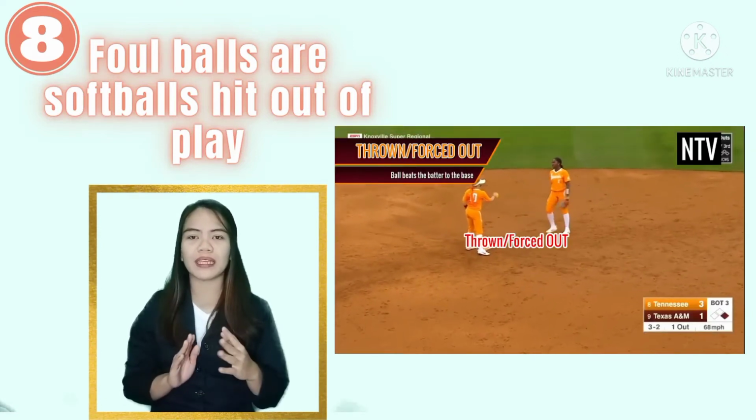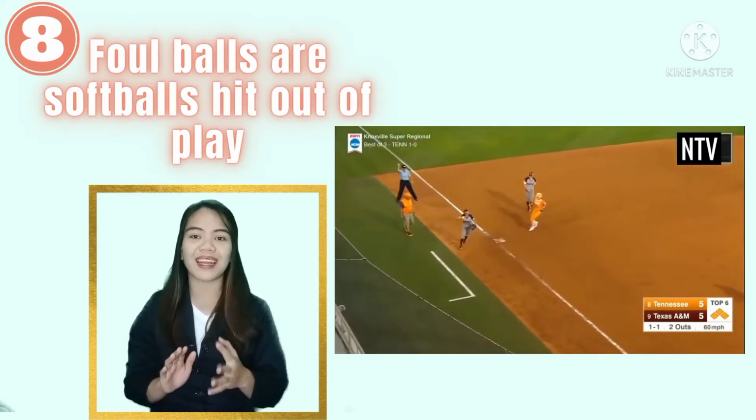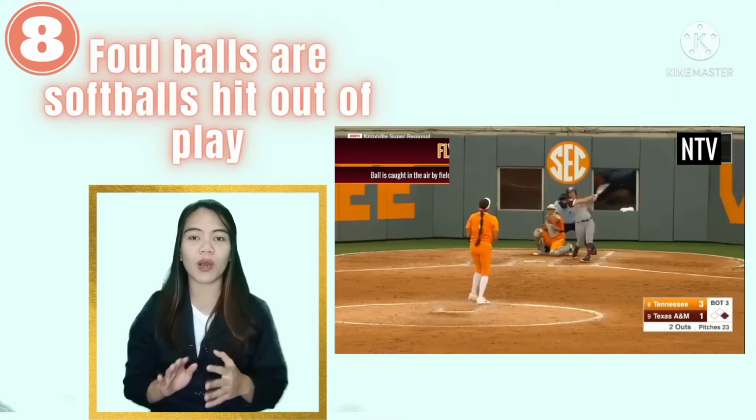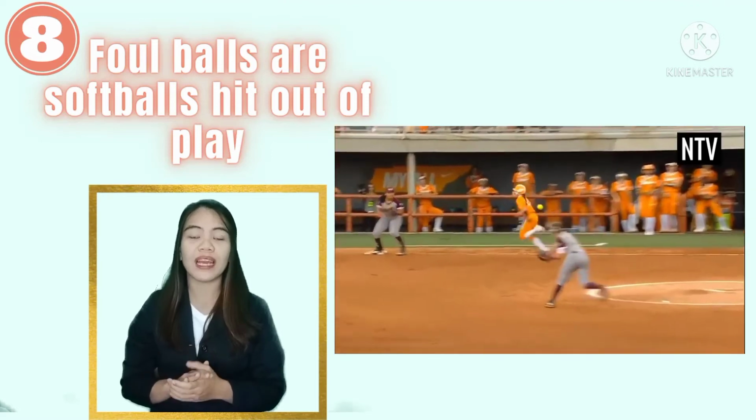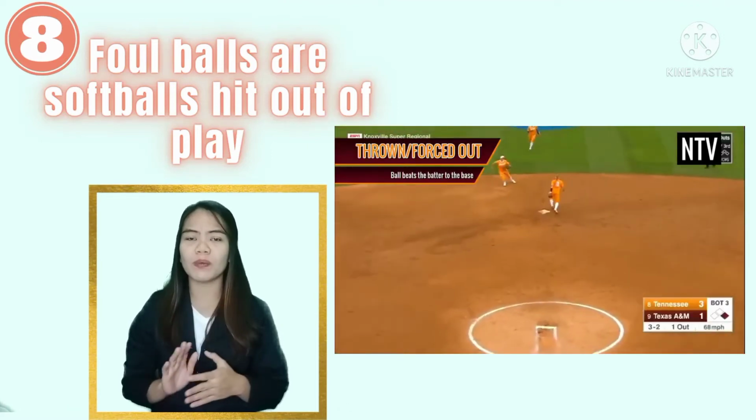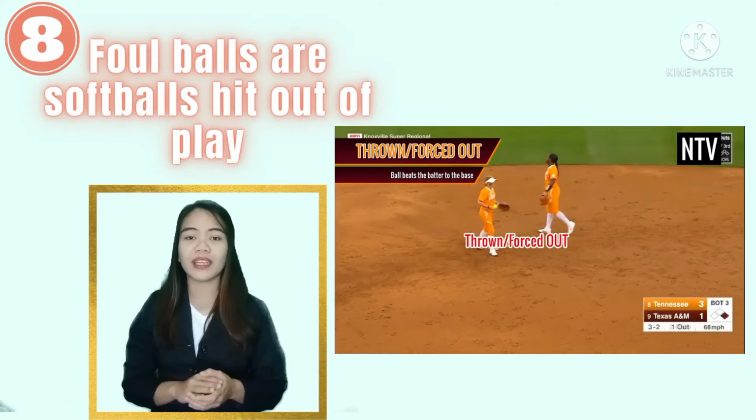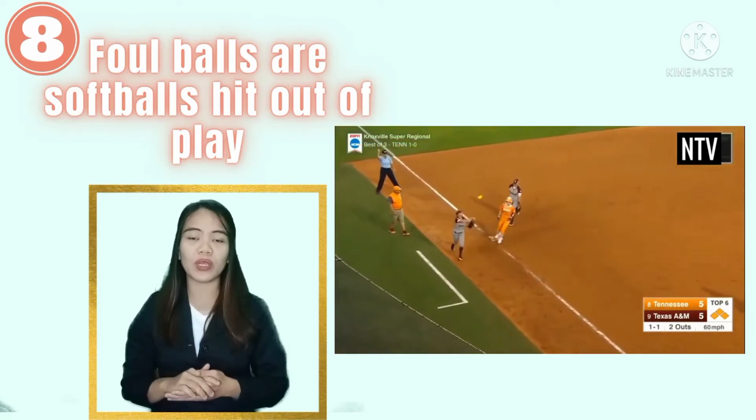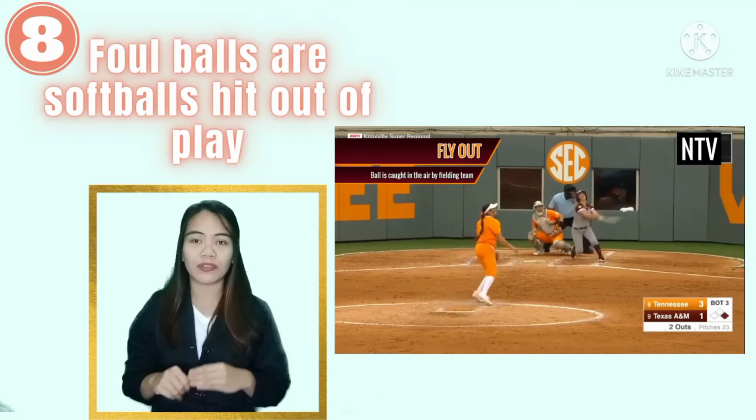So if a batter hits a foul ball, they receive 1 strike but cannot strike out on a foul ball. If the batter fouls a ball with 2 strikes, then an additional pitch is thrown and the strike count remains the same. If a foul ball is caught without hitting the ground, the batter is out. So again, let me repeat our number 8 rule. Foul balls are softballs hit out of play.